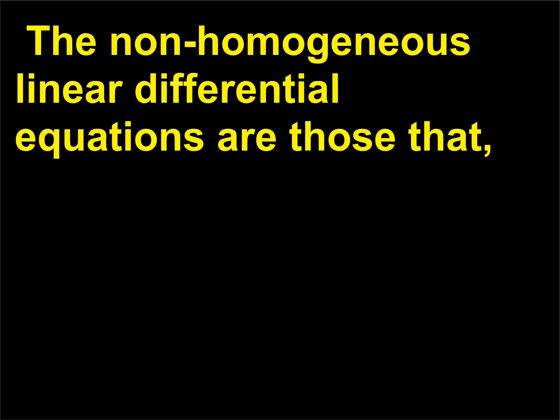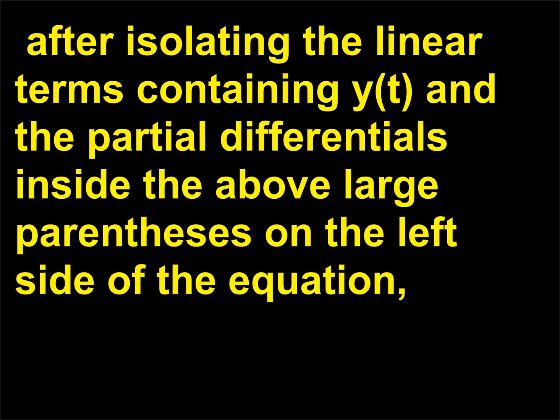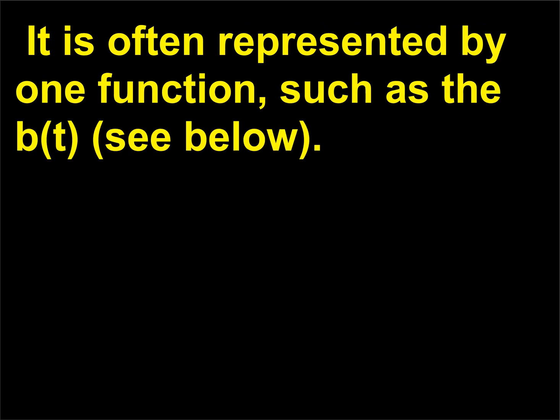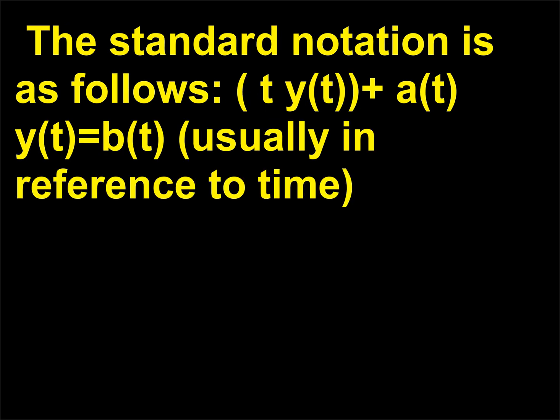The non-homogeneous linear differential equations are those that, after isolating the linear terms containing y(t) and the derivatives inside the above large parentheses on the left side of the equation, do not set the right-hand side identically to 0. It is often represented by one function, such as the b(t), see below. The standard notation is as follows: y'(t) + a(t)y(t) = b(t), usually in reference to time.